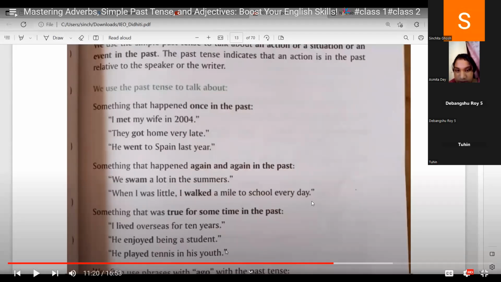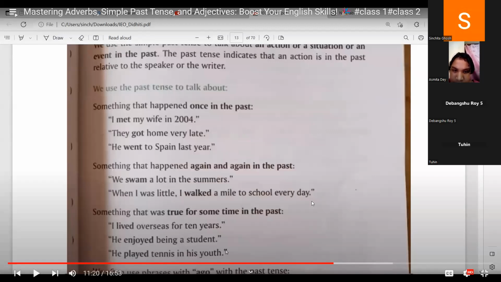First, to say something that has happened in the past. Second, to say something that is continuously happening or that continuously happened in the past. It's not happening, because if I say it's happening, then it will be in the present tense. It continuously happened in the past, like we swam a lot in the summers.